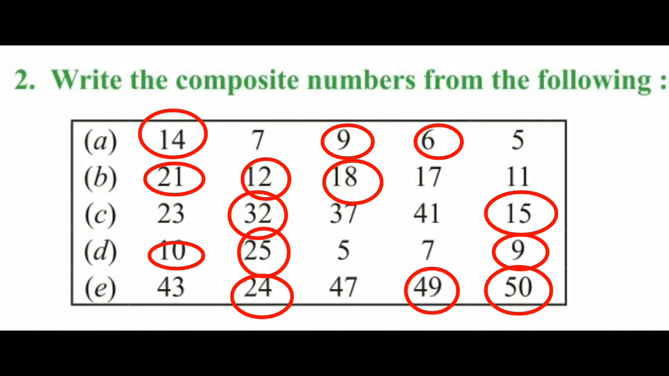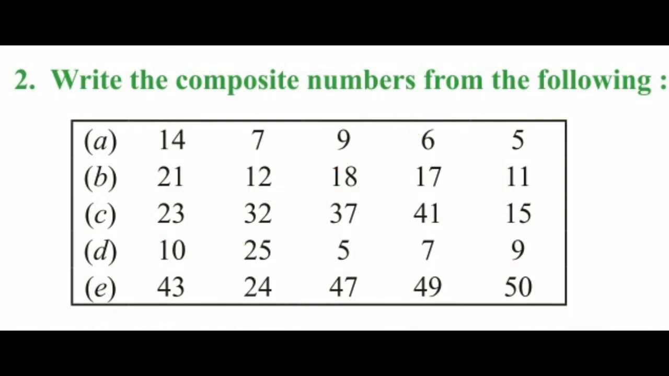Like from A part we have composite numbers 14, 9 and 6. From B part 21, 12, 18. C part 32, 15. D part 10, 25, 9. E part 24, 49 and 50. So these are composite numbers.